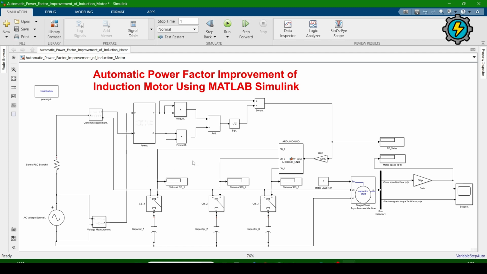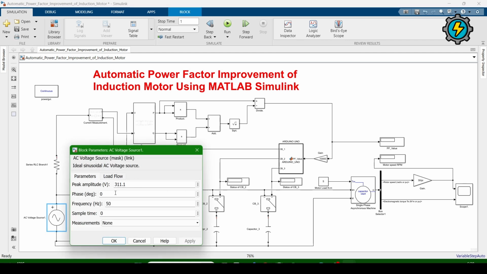And now we will see the values of each block in this simulation. What values we have put in the capacitor, the voltage source, the induction motor, the capacitor start induction motor, and the circuit breakers etc. So we will start from the voltage source. When we double click on this voltage source, it will show the values we input to this block.